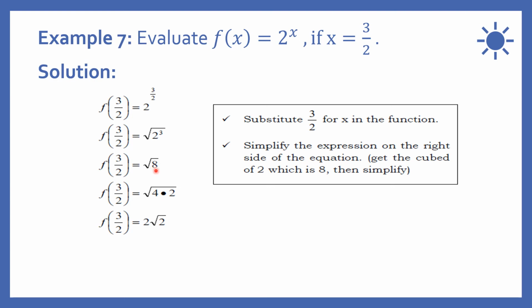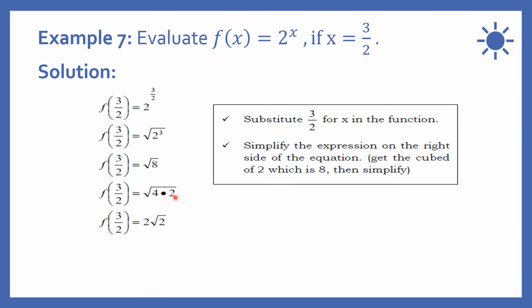Pero pwede natin itong isulat in other form. Pwede siyang 4 times 2, kung saan makakakuha tayo sa kanya ng perfect square. So, kung mapapansin nyo, dito sa 4 times 2, yung 4 ay perfect square. Ano ba ang square root ng 4? The square root of 4 is 2.